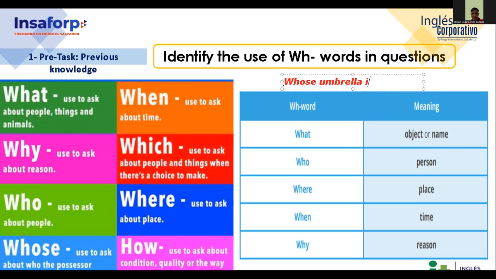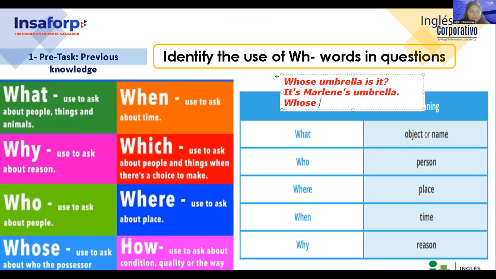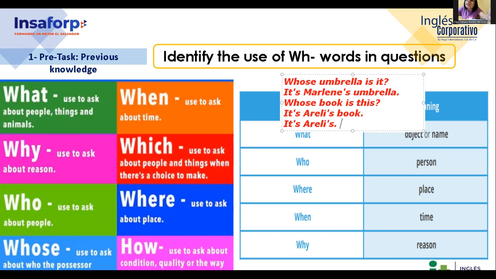Whose umbrella is it? It's Marlene's, right? It's Marlene's umbrella. Whose book is this? ¿De quién es este libro? It's Arely's, for example. Arely's book. Nice. So you also have another possibility: It's Arely's. Or you only say Arely's. Okay, ahí tienen tres posibilidades con esa double H question.